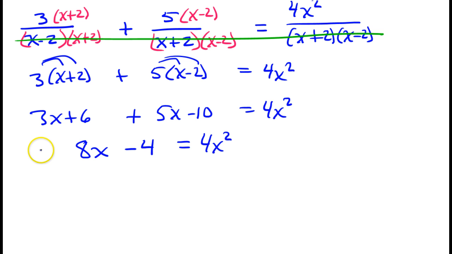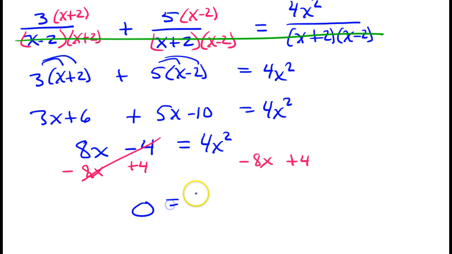Now I could move the 4x squared over here and I would have negative 4x squared. But I really like to leave my quadratic term, the one with the x squared, positive. So I'm going to go ahead and move these two terms over to the right. So I'm going to subtract 8x from both sides, and I'm going to add 4 to both sides. Alright, so this is now gone. So what I have is 0 equals 4x squared minus 8x plus 4.